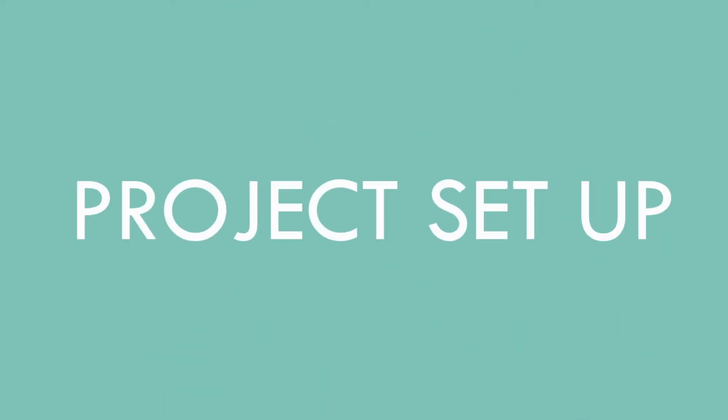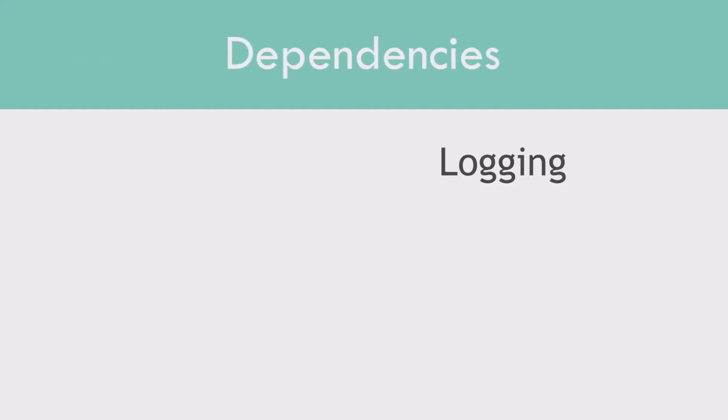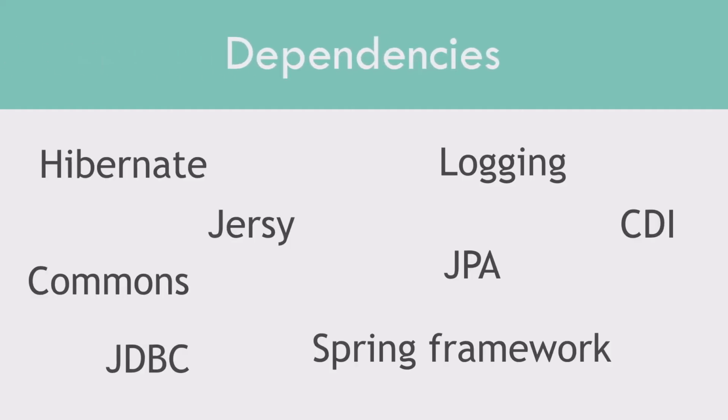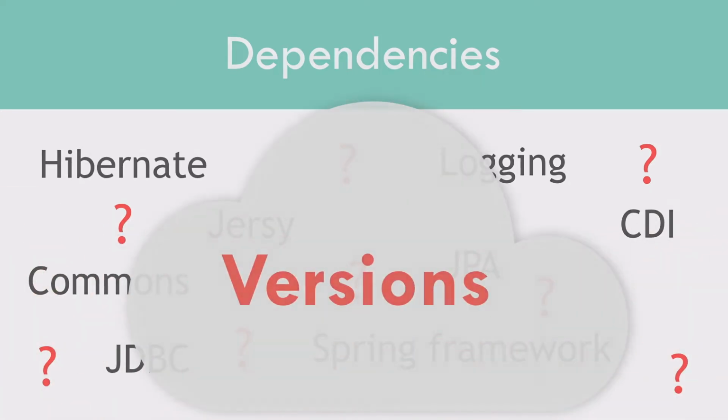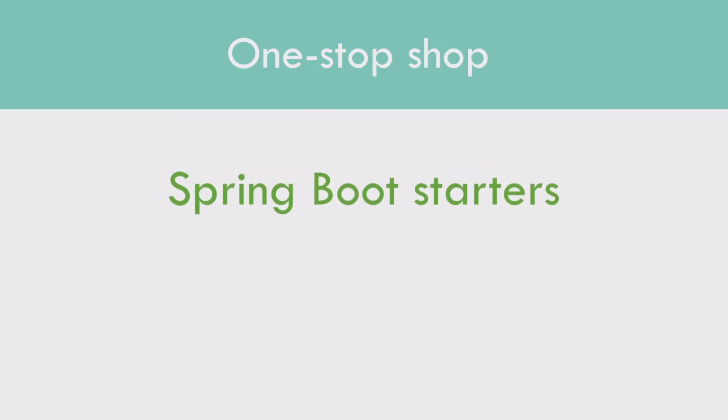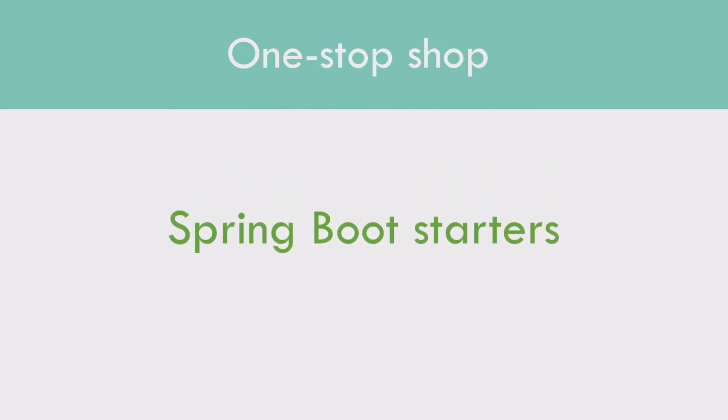Let's take a look at project setup. That is mainly creating the build file. Oftentimes, dependencies could be tricky. There are so many external libraries, and selecting versions that should be compatible with each other can be difficult at times. But there's a one-stop shop for all the dependency requirements of a Spring Boot project. That's the Spring Boot starters.